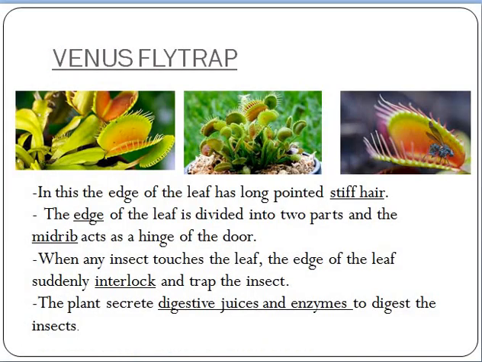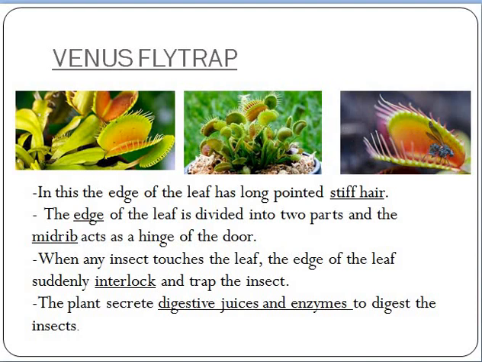Alright, and the last insectivorous plant is Venus flytrap. You can see the picture of Venus flytrap. In this, the edge of the leaf has long pointed stiff hair. If you look in this picture, you will see these long pointed hair on the edge of the leaf, on the margin of the leaf.